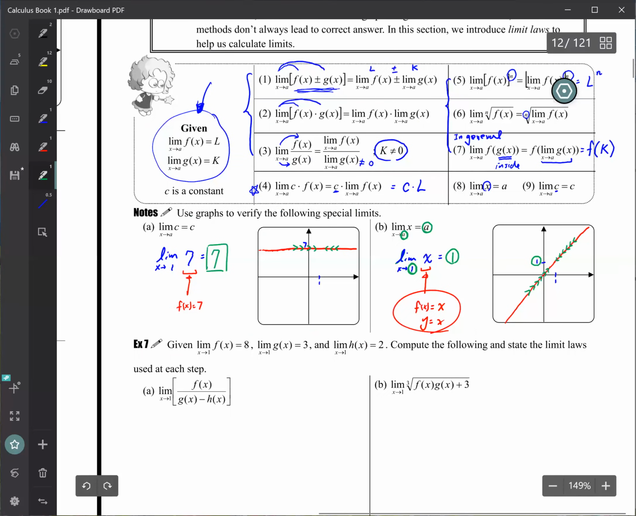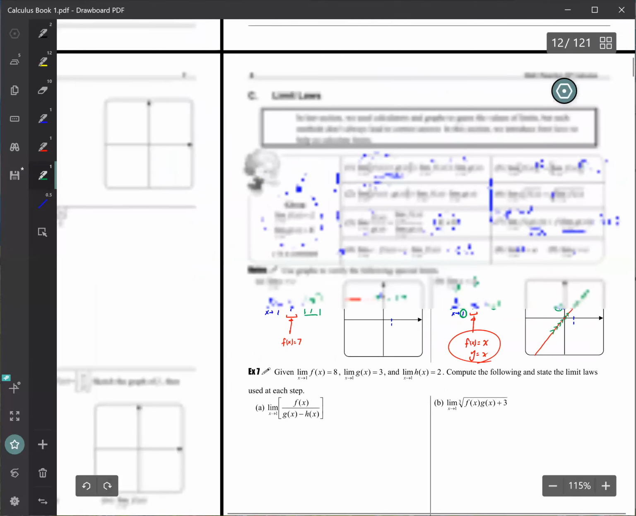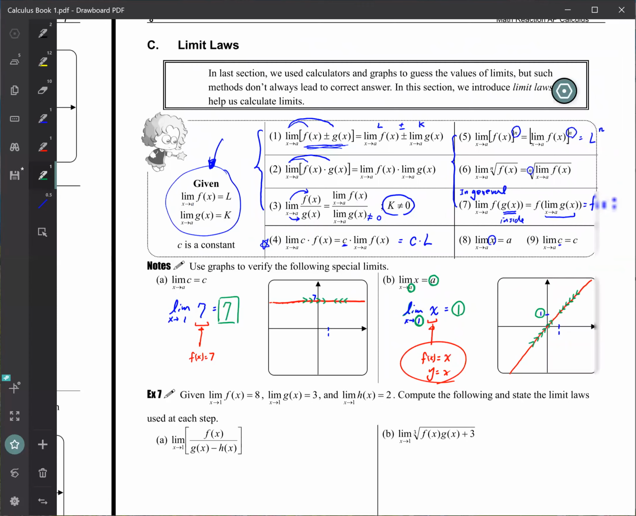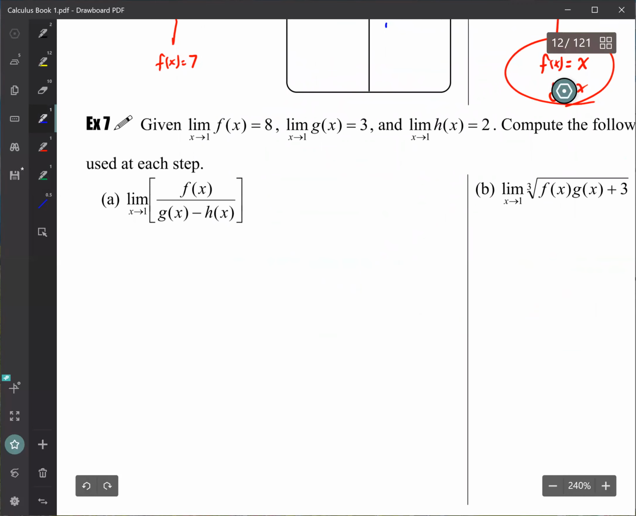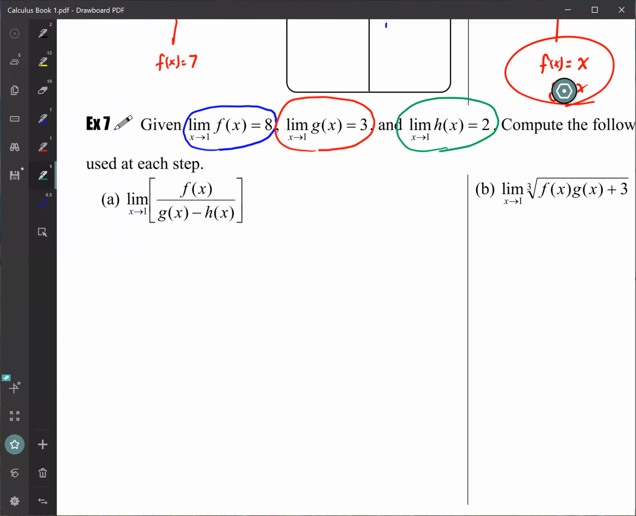Now let's look at how they will ask you in the question, right? In the homework. So remember at the beginning the laws, right? They will give you the limits of a couple functions and ask you to apply it. So for example, let's look at the first one, 7a. So they give you this function, right? The limit for f is 8. And then the limit for g is 3. And then we have the limit for h is 2, right? They give you the L, the K, the 3 numbers. And then ask you to find the limit of the following.